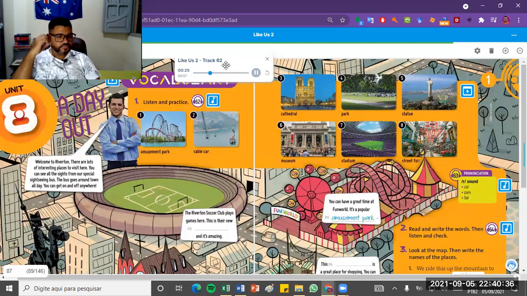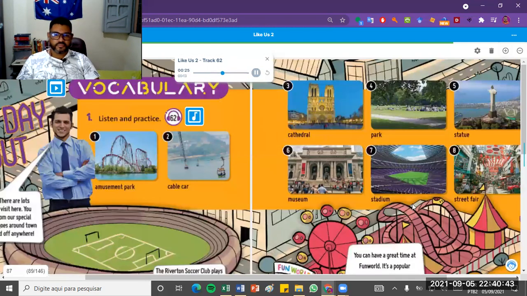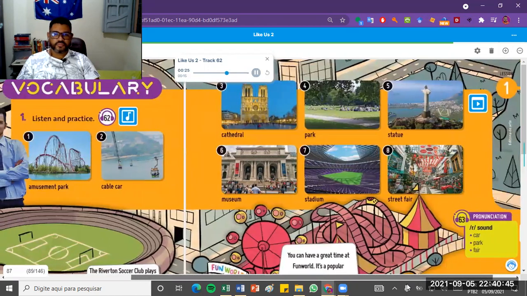Amusement park, cable car, cathedral, park, statue, museum, stadium, street fair.